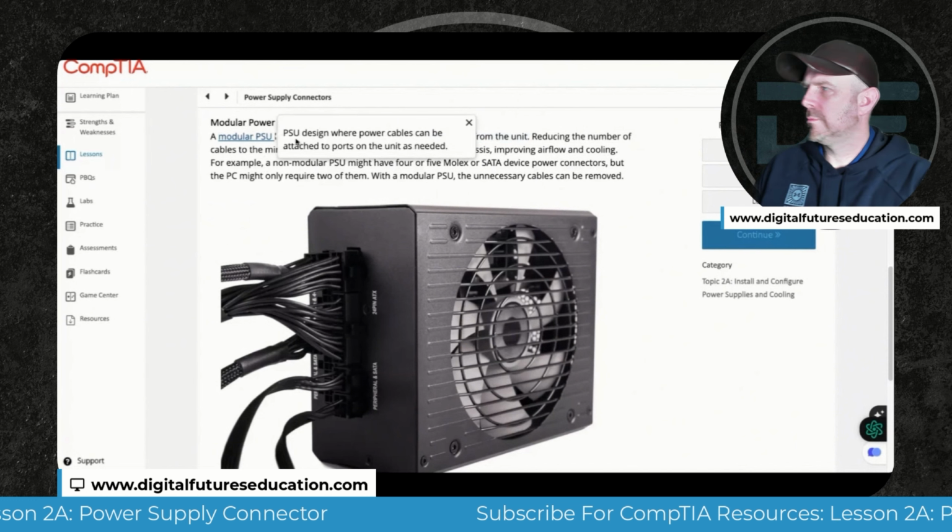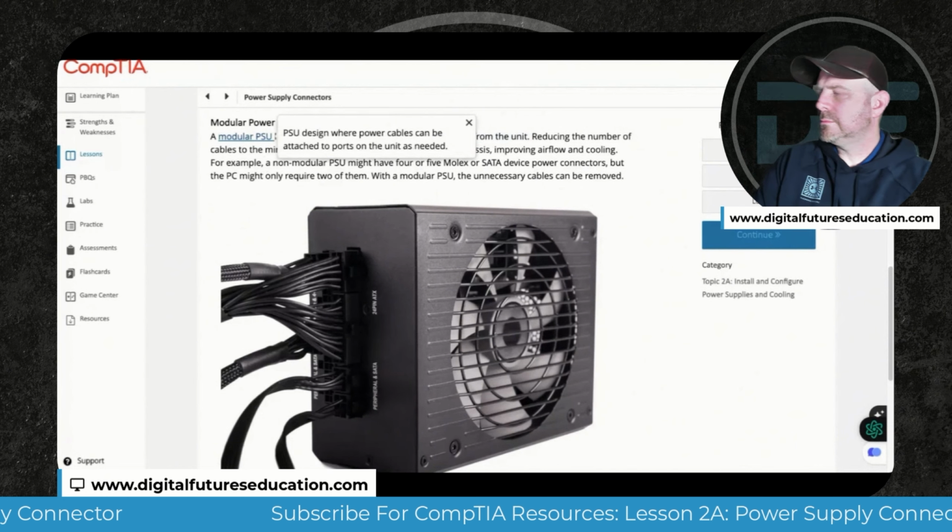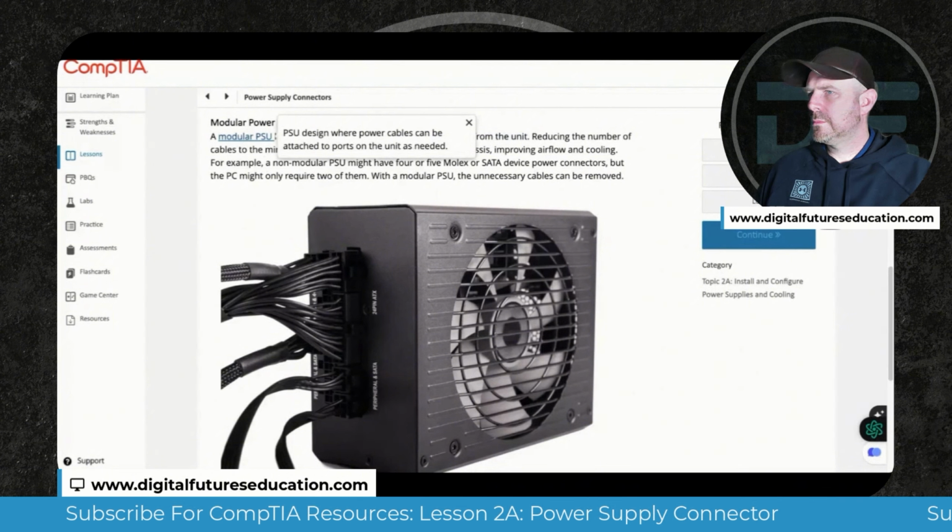So they say PSU design where power cables can be attached to ports on the unit as needed.